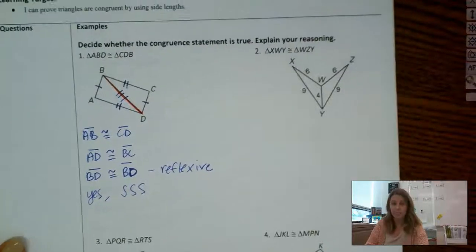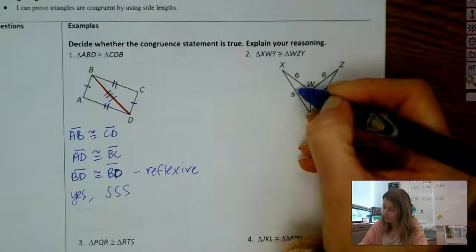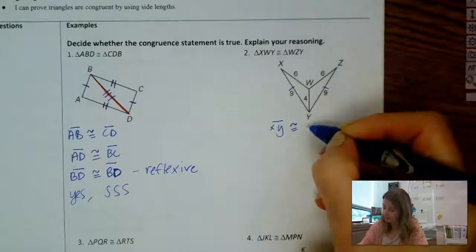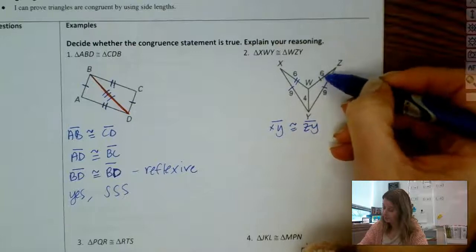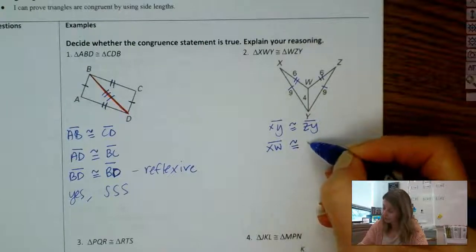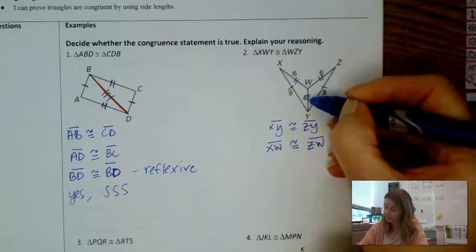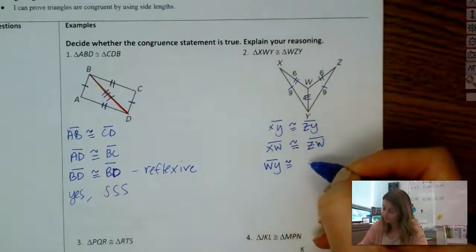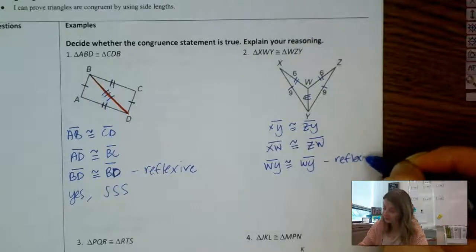All right, let's look at number 2. Let's see if we can show the triangles are congruent. So I see 2 9s. So I see that segment XY is congruent to segment ZY. I see 2 6s, so I'm going to put 2 marks and 2 marks. Segment XW is congruent to segment ZW. And there's a 4 here, but notice that you're reflexive. I'm going to add a triple mark there. So WY is congruent to segment WY, and I'm going to write reflexive here.